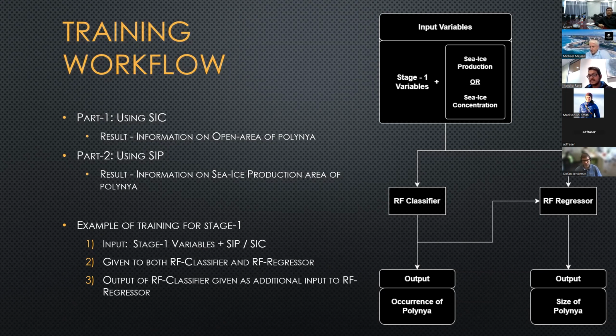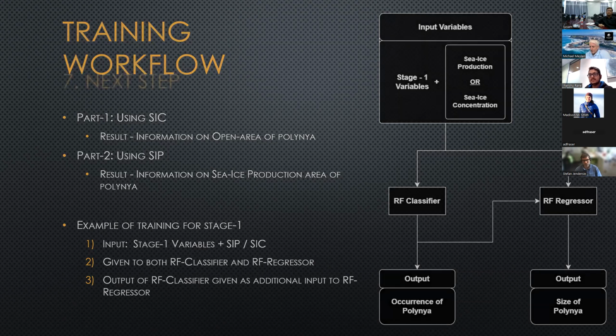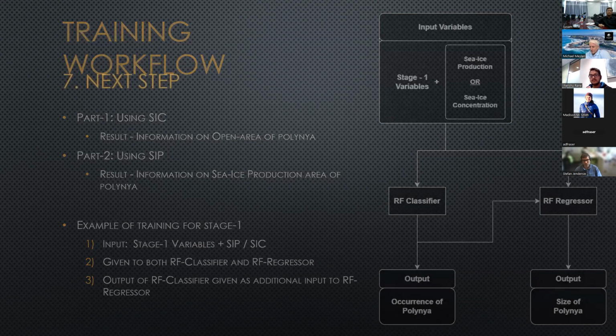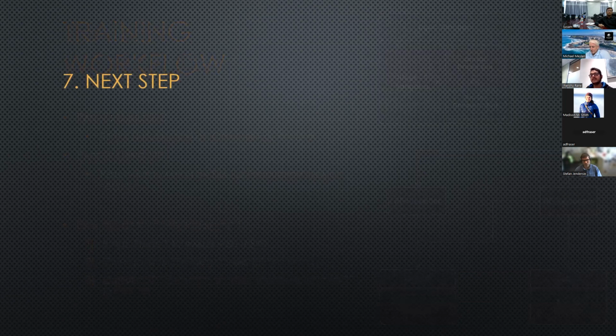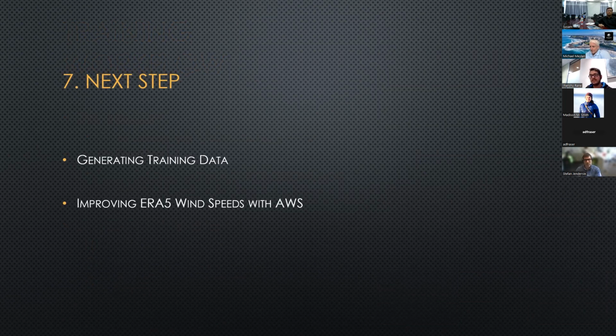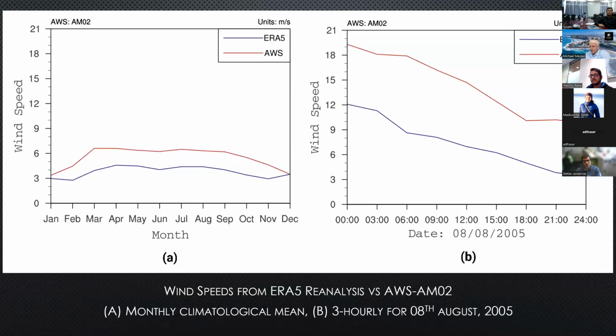So the next step we will be doing is generating the training data. Since ERA5 doesn't capture katabatic events properly, first we will improve the ERA5 wind speeds with AWS ground truth data. So this is just a comparison of wind speeds obtained from ERA5 and automatic weather station AM02.